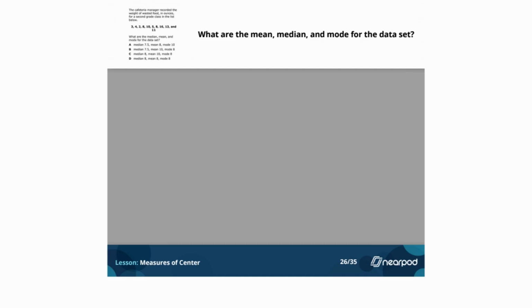So again, go back to the Nearpod, look at the question, enlarge it, come back to this video to see if you did it correctly. I'm not going to solve it again because it's going to take forever. I'm just going to help you set them up. So the first one is your mean. Mean is your average. Remember, you add them all up.